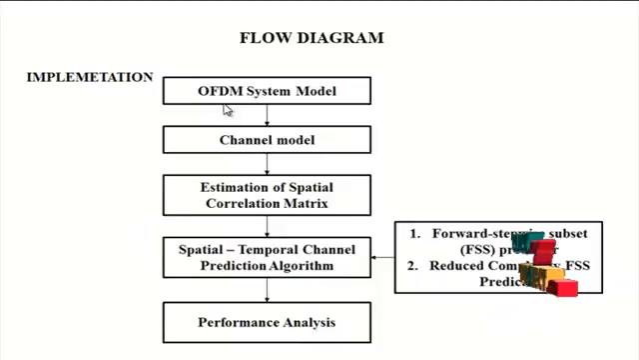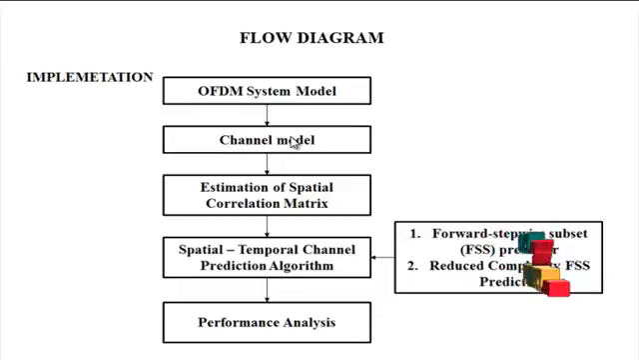Let me discuss the flow diagram for our process. Initially, the OFDM system model is designed: a MIMO-OFDM system with M transmit antennas, N receive antennas and K subcarriers. At the transmitter, the transmitted symbol is transformed into the time domain signal at the mth transmit antenna, ith symbol time and kth subcarrier using IFFT. Then a cyclic prefix is inserted to avoid inter-symbol interference. At the receiver, the CP is removed and the FFT is applied. The CP is greater than the maximum delay spread of the channel.